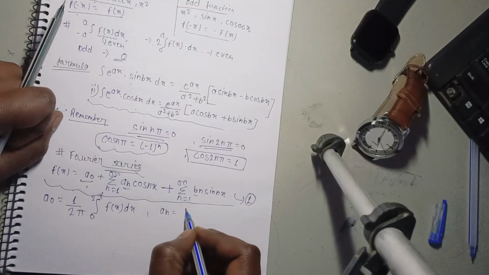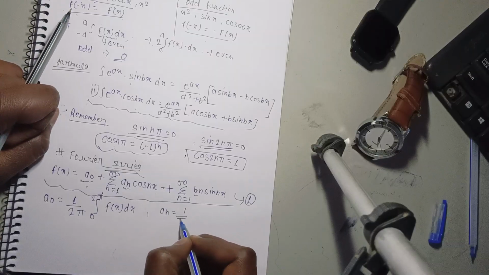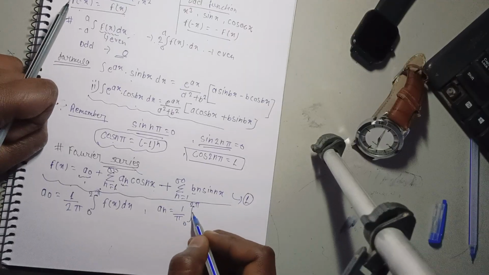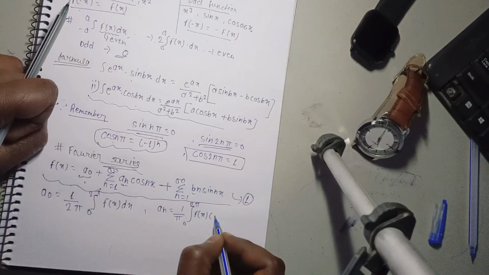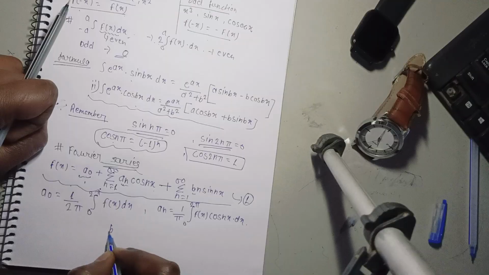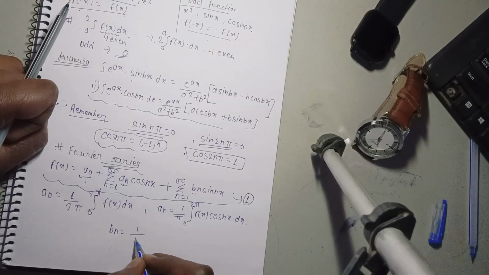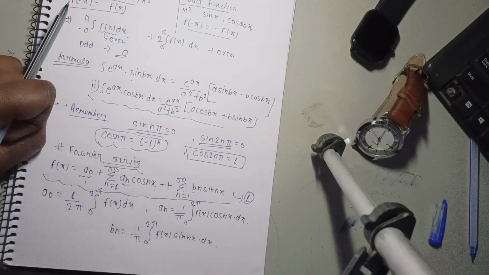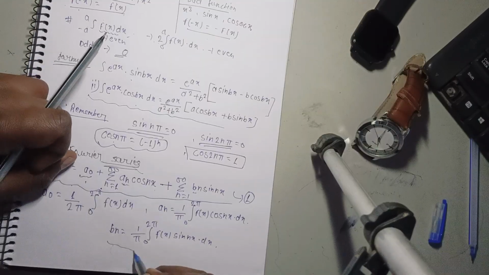And the formula of an is equal to 1 upon pi integration from 0 to 2 pi of f of x cos nx dx. The formula of bn is equal to 1 upon pi integration from 0 to 2 pi of f of x sin nx dx. Okay, so these are the formulas.